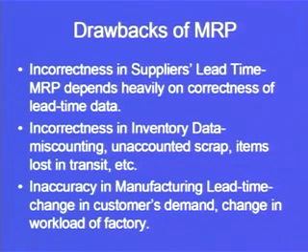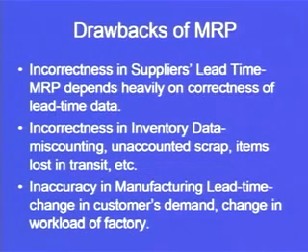So basically the incorrectness in the inventory data will also lead to the system failure. That is, if we are not having the right count or right numbers of the inventory available with us, then it may result in the failure. Last is the inaccuracy in the manufacturing lead time. That is the change in the customer's demand, change in the workload of the factory. So if the manufacturing lead time is also changing, again we will not be able to adjust very quickly.